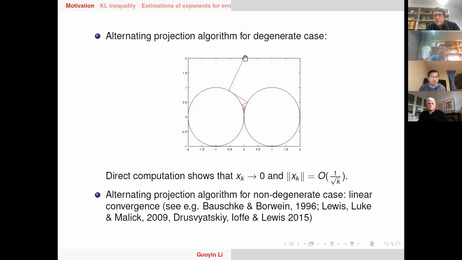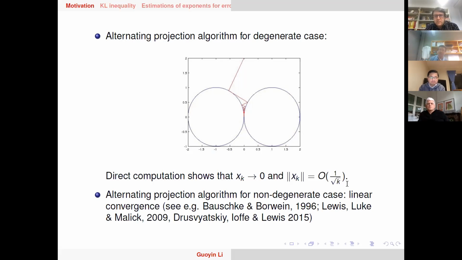If you initialize here, at (0, 2), you project to the first set, project to the second set, and then repeat the process, and you will see a zigzagging convergence to the intersection point. Because each set is just a disk and the projection has an analytical form, you can directly verify that the sequence x_k converges to 0, the origin, where 0 means the zero vector because it is two-dimensional here, and the norm is of order 1 over root k, which means it's a sublinear convergence in this case.